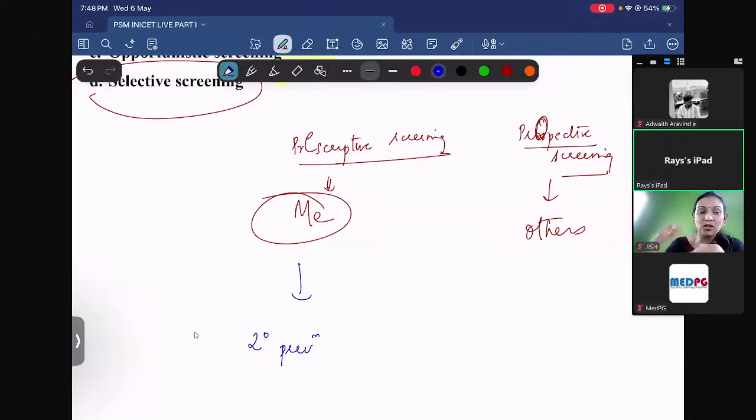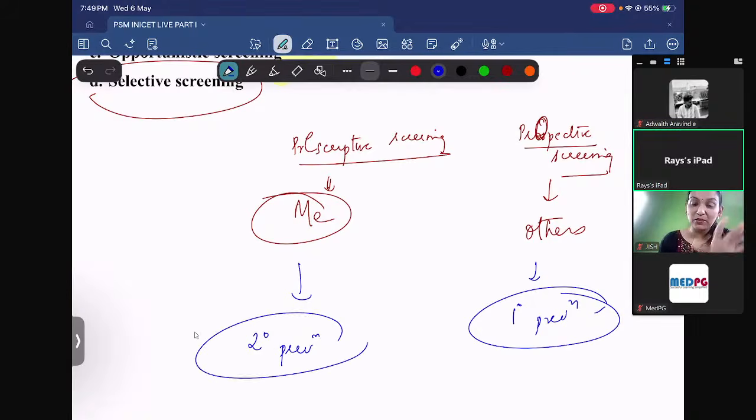But when you think of prospective screening, it is for others. You're trying to prevent the disease itself in prospective screening, but not in the person who's being screened, but for the others. So that is an example where you're going to prevent the disease, an example of primary prevention. This is the next level of MCQ with respect to prevention and screening. Usually we say screening is secondary prevention. But if specifically asked about prospective screening, remember that is not secondary, that is primary prevention.